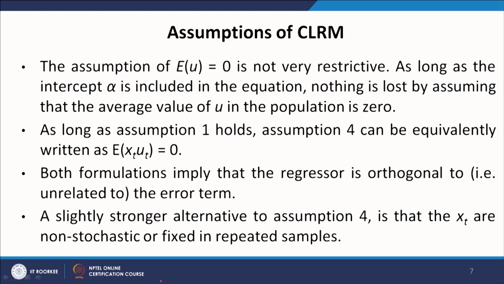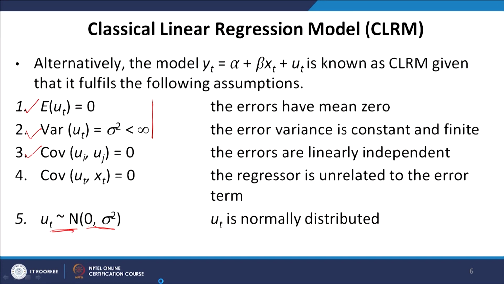As long as assumption 1 holds, assumption 4 can be equivalently written as expected value of xt ut equals 0. So, assumption 1 is expected value of ut equals 0. Now, assumption 4 said the covariance between ut and xt is equal to 0. If you remember, an alternative formula for covariance was expected value of ut xt minus expected value of ut expected value of xt. That is why we are saying that as long as the first assumption holds, that expected value of ut is equal to 0, then this assumption can be written as expected value of ut xt is equal to 0.